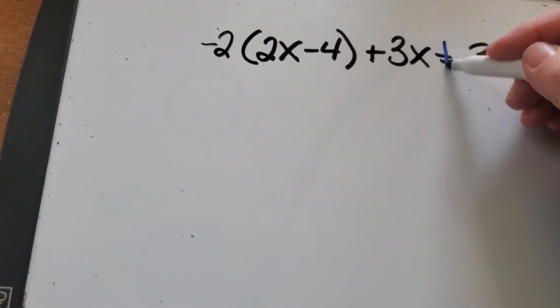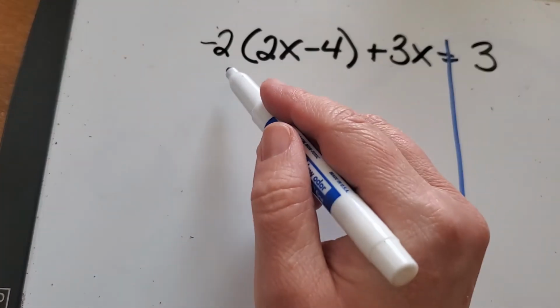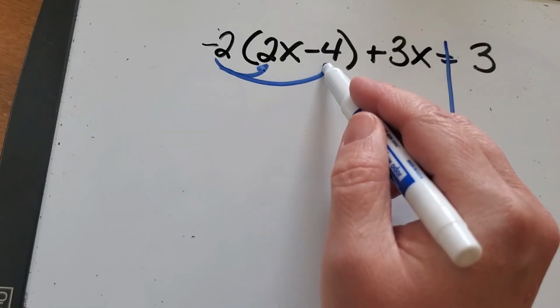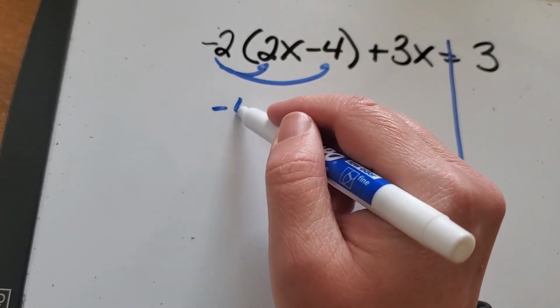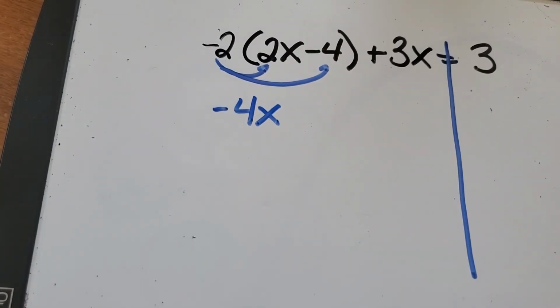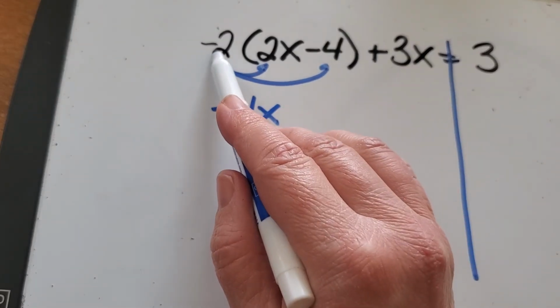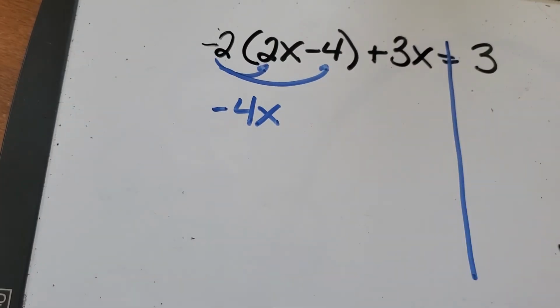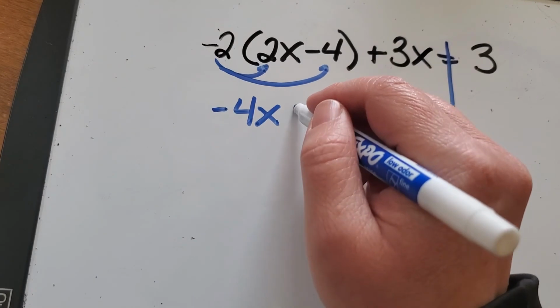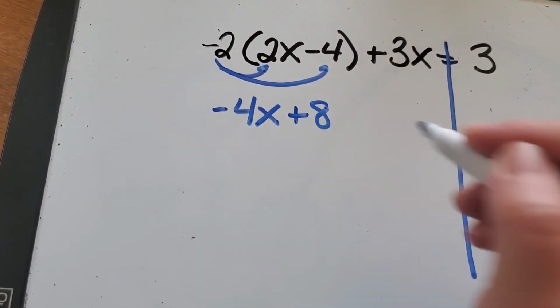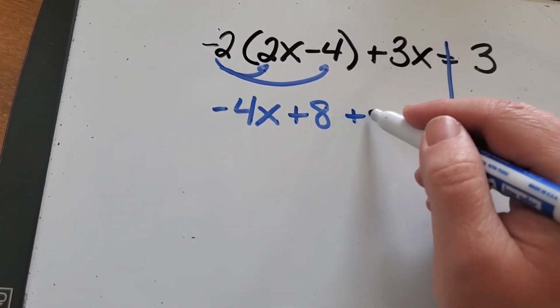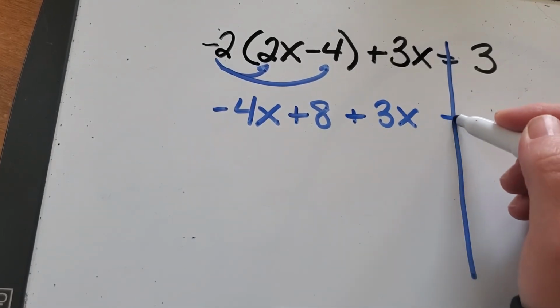You do have to distribute that negative 2. But you have to remember, so that negative 2 times 2x is a negative 4x. That part is usually fine for people. Here you have to remember that's a negative 2 times a negative 4, which is going to give us a positive 8. So make sure you have a plus 8 there. Plus 3x equals 3.